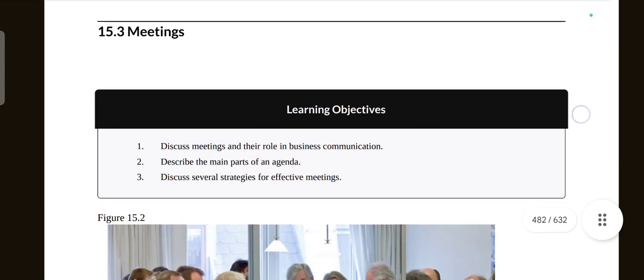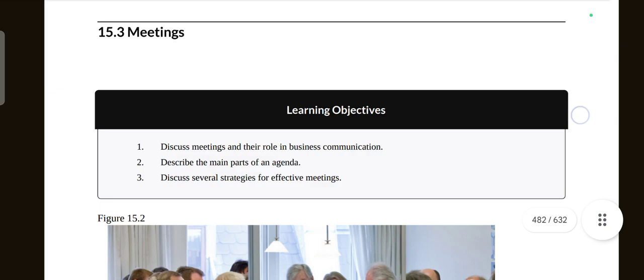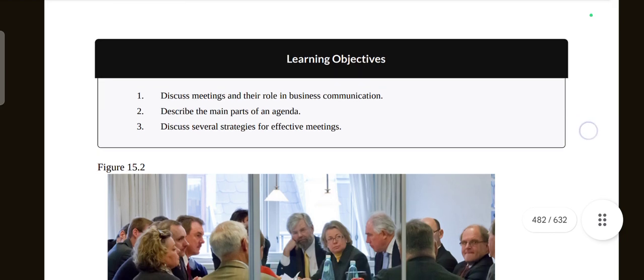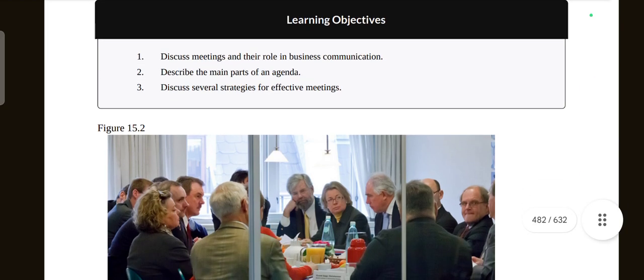So for the 15.3 subtopics, which talks about meetings. At the end of the discussion, the students must discuss meetings and their roles in business communication. They must describe the main parts of an agenda and discuss several strategies for effective meetings.